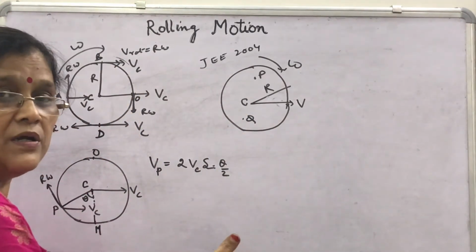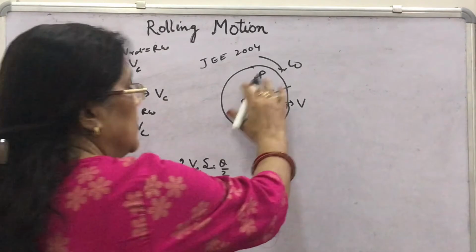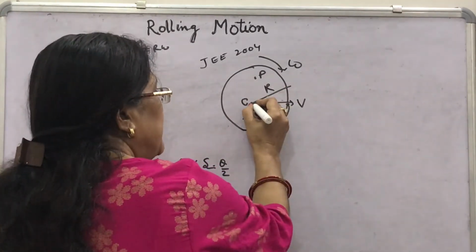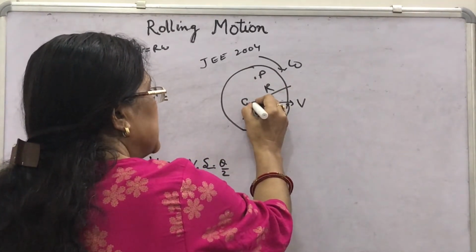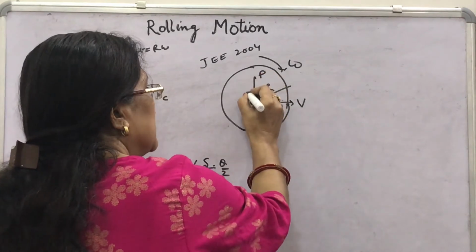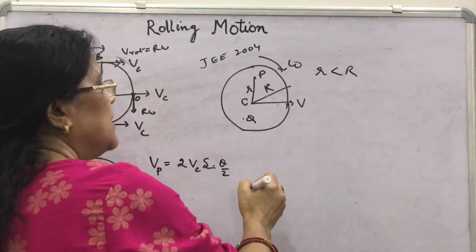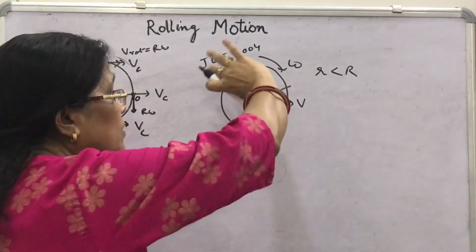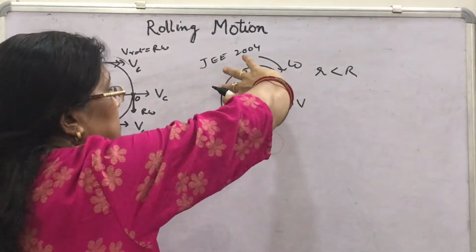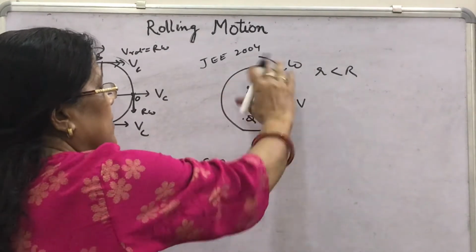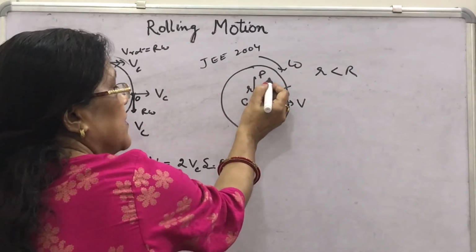Compare the speeds. Nothing is given. Look here. At point P, if you join the center to the point P, this will be r. You know, r will be less than the radius. And what will be the rotational velocity? The object is rotating like this, so the rotational velocity will be perpendicular to this.